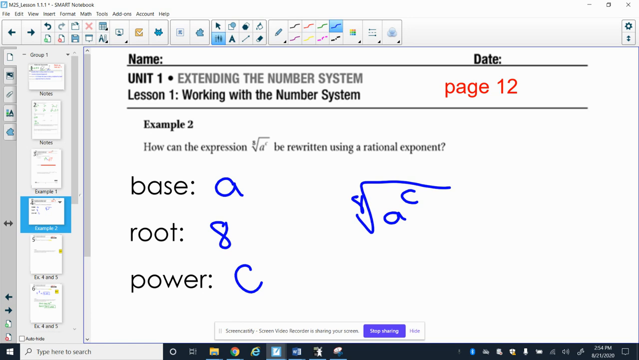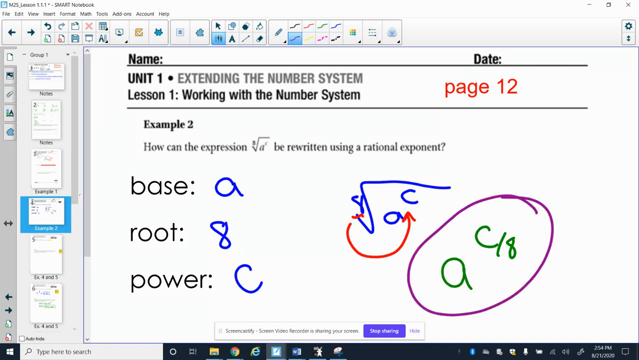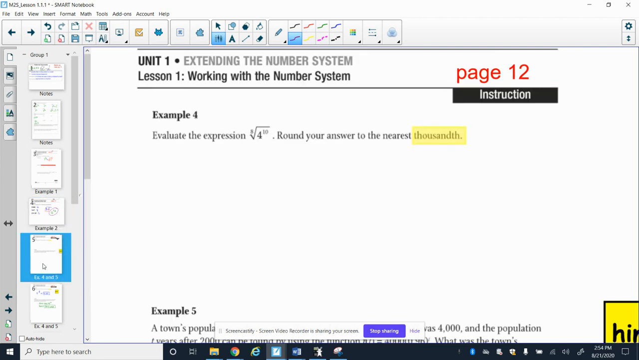So we're going to rewrite this using a rational exponent. Remember, the root needs to come to the bottom. So that would just be a to the c over 8 power. It's just that simple. There's nothing else to do. All it's saying is to rewrite.